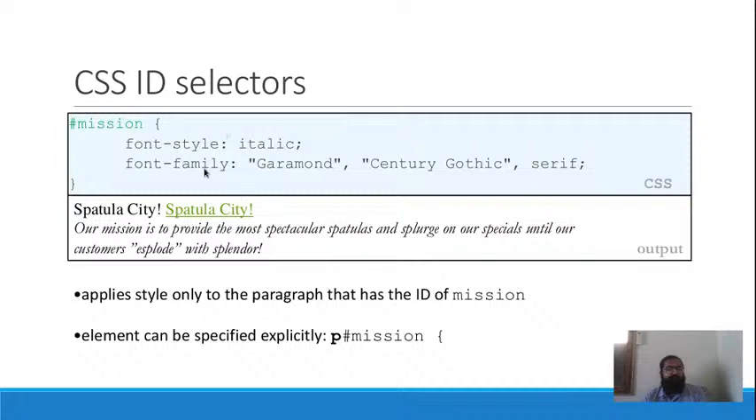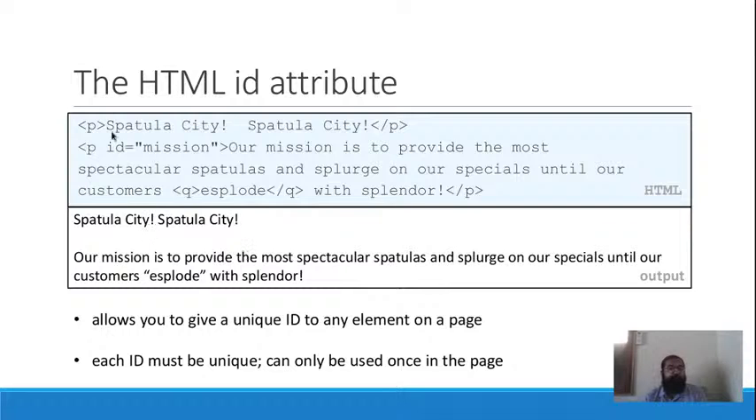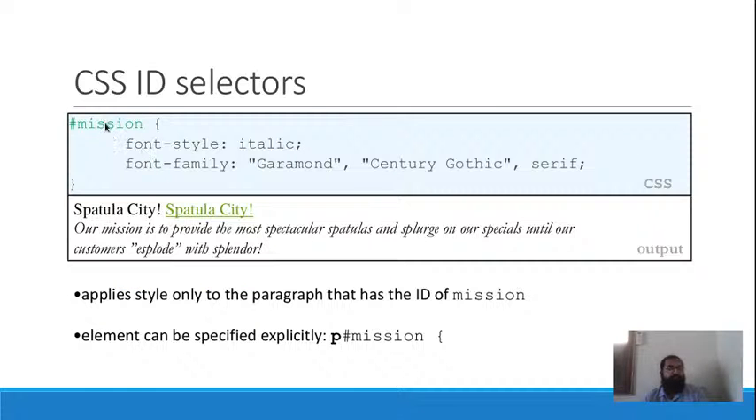Right now it has rendered the HTML with the correct font and the styling, and it says our mission is to provide the most spectacular spatulas and splurge on our specials until our customers explode with splendor. Now you can see that we have been able to use p tags and differentiate between the two different styles by the id used, #mission.